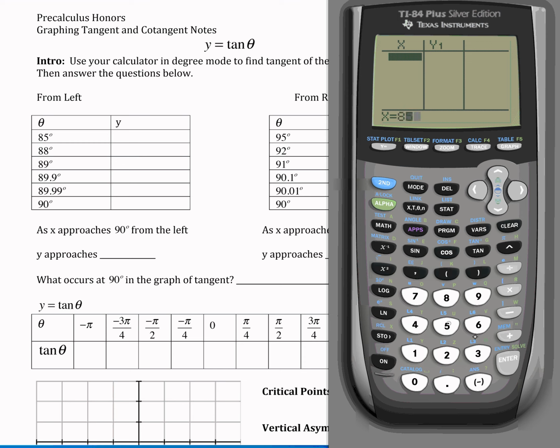So I'll put in 85, 88, 89, 89.9, 89.99, and then 90. Before I even hit enter for 90, you should recognize from our first unit that tangent of 90 is undefined, so we will get an error message there. And I'm just going to go and record those numbers in, and we'll talk about what's happening.